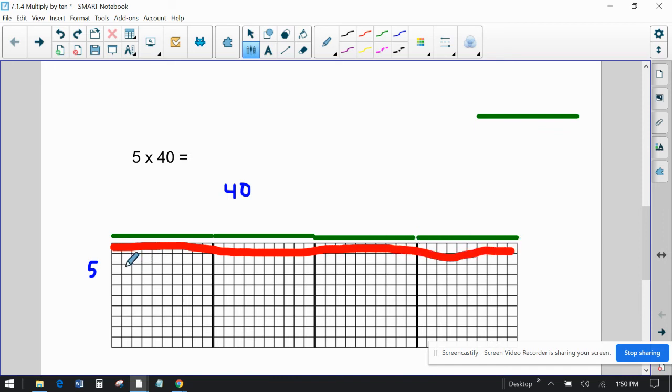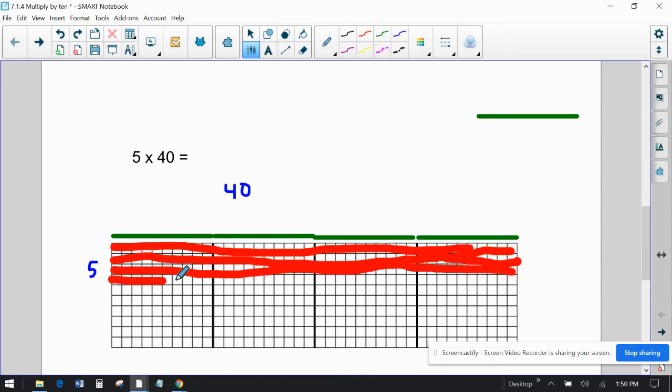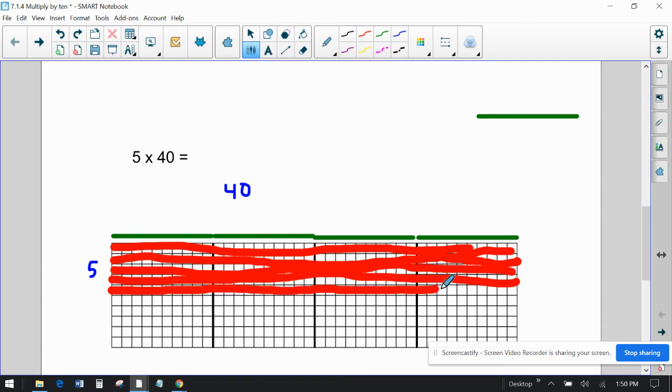There's one row of 5 or a 40. We got to get to 5. There's 2 rows. There's 3 rows. 4 rows. Let's see if I can make one straight one. And here's 5 rows. So I'll pretend all these got shaded in. So 5 rows of 40.